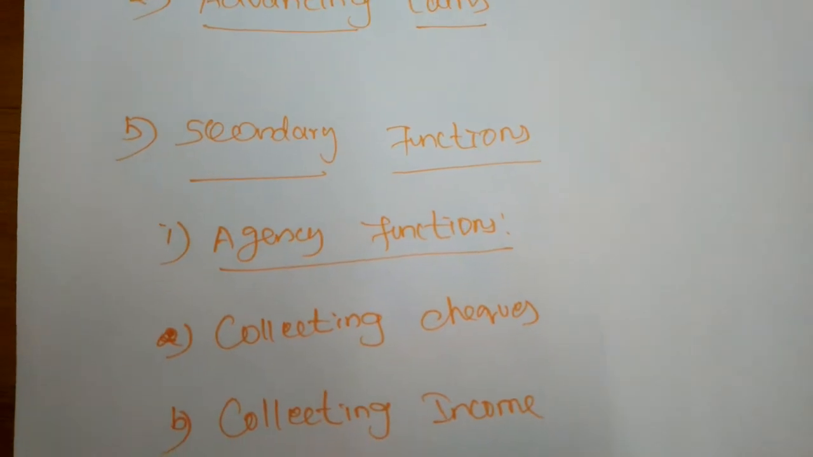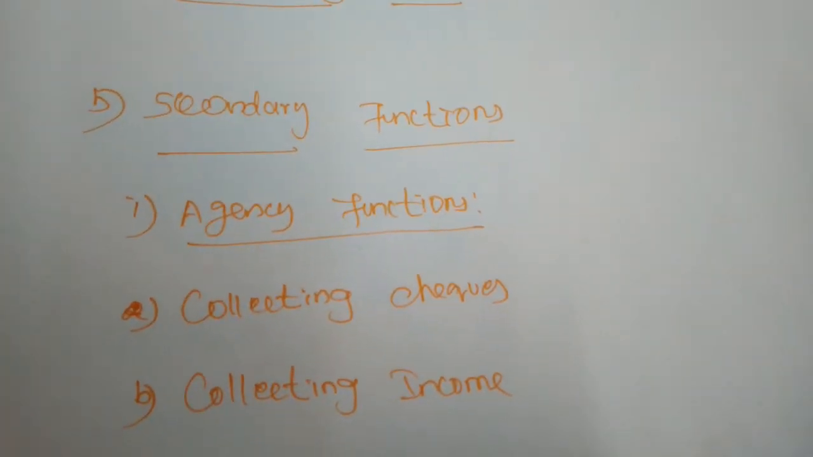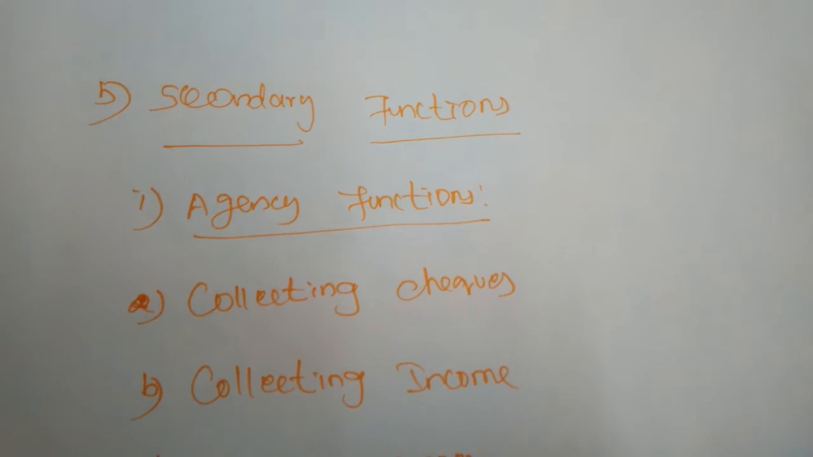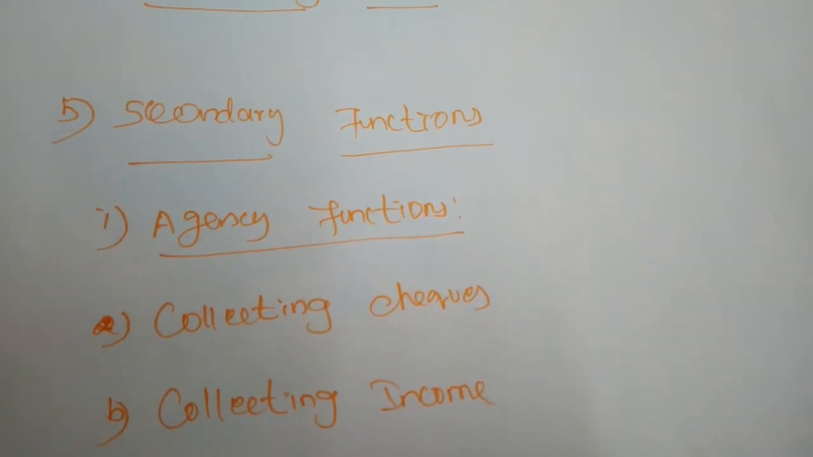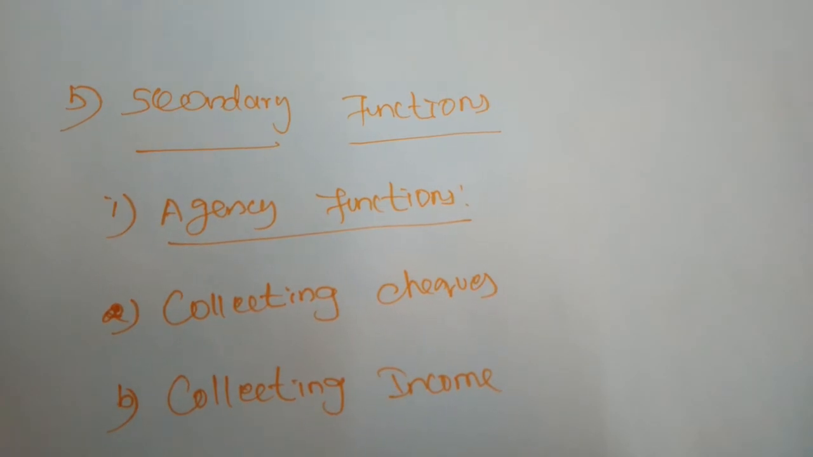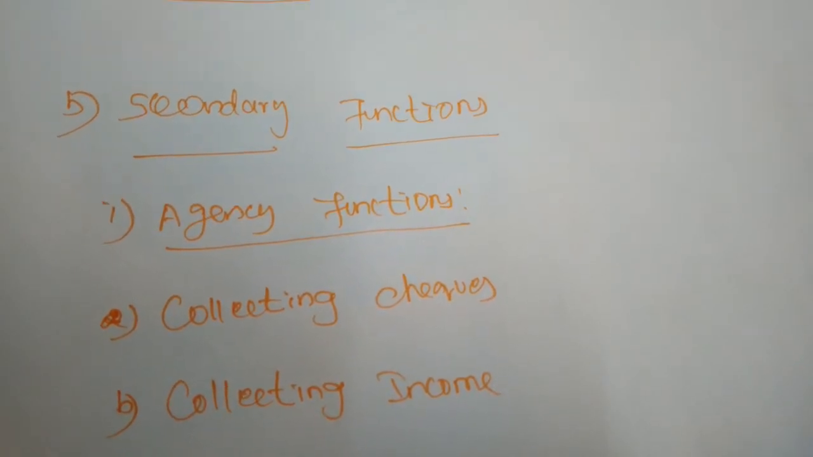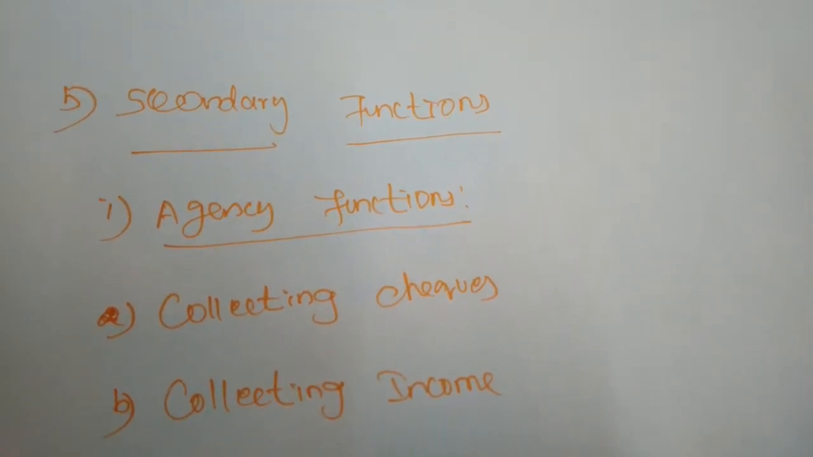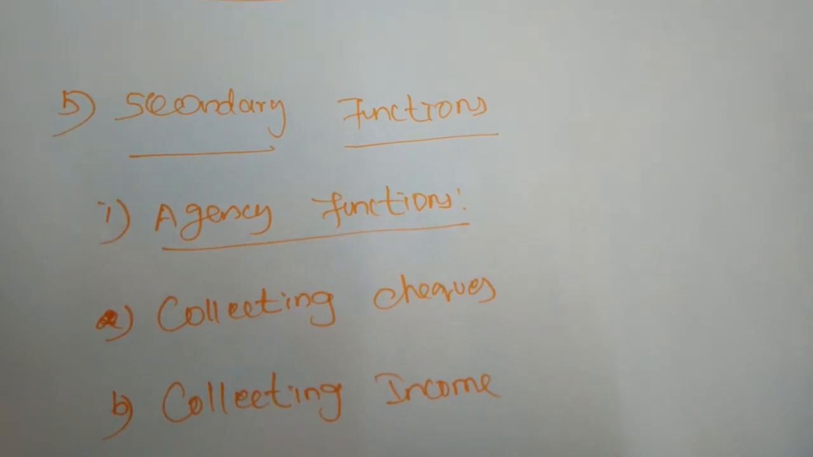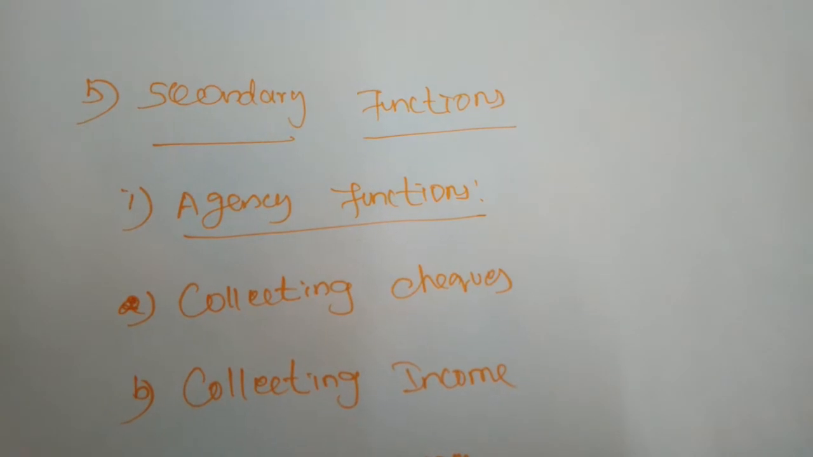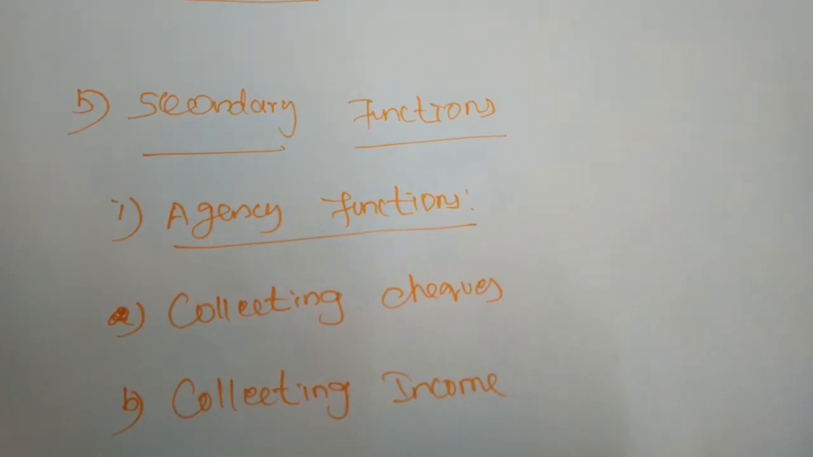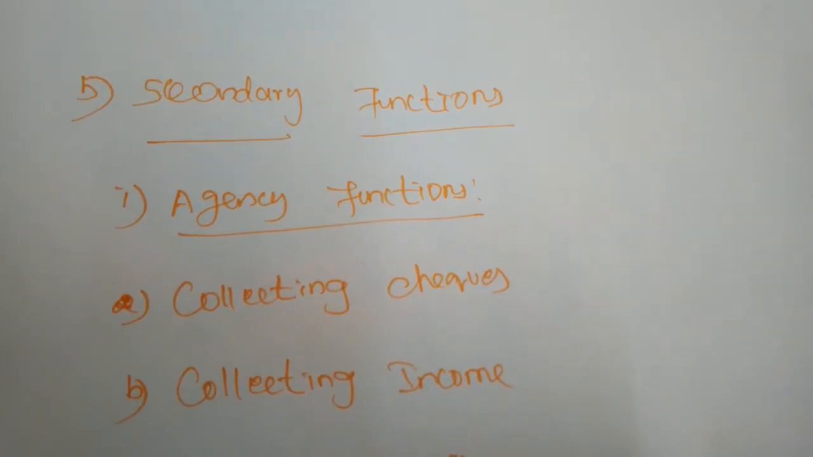Okay, next, secondary functions. So what functions are provided by the commercial bank in the secondary functions? The first one is the agency functions. Agency functions mean the commercial banks act as an agent of the consumers. It implies that the commercial banks act as the agent of the customers by performing various functions.